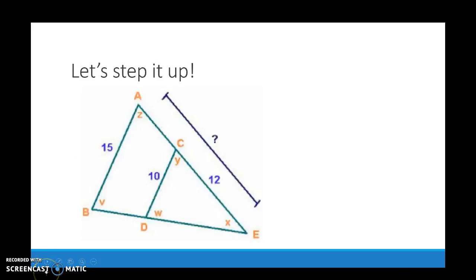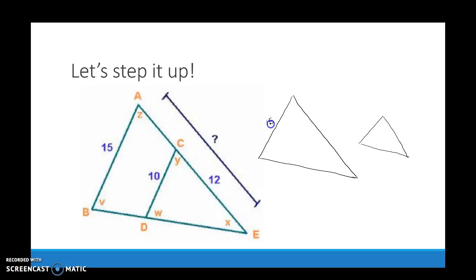Alright, next problem. So we're going to step it up a notch, and this one looks very confusing because we have a shape within a shape. So the very first thing that I need you guys to do is draw the 2 shapes separately. Okay, so you're going to draw your shapes. You're going to label them.